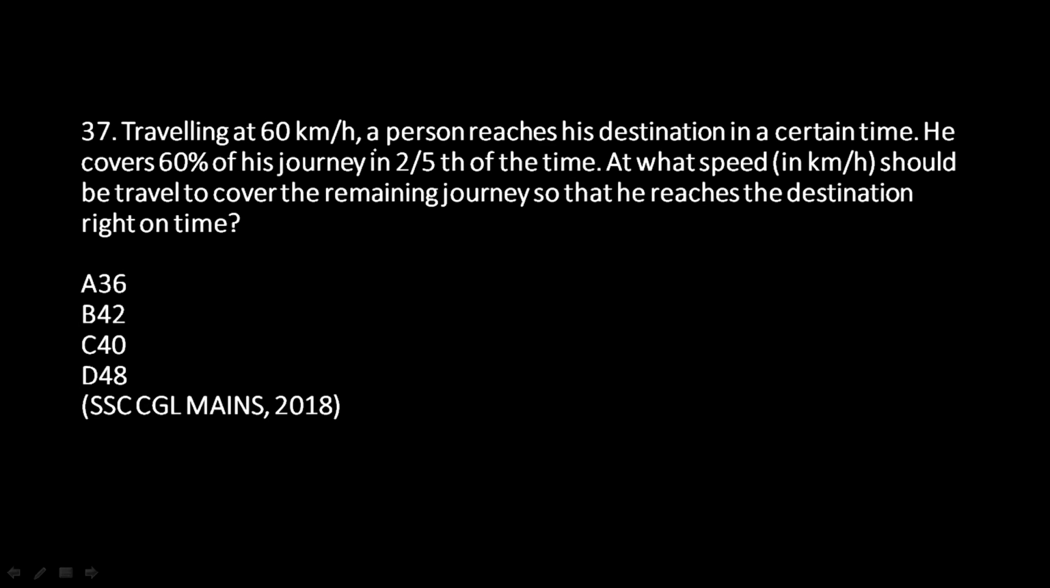Traveling at 60 km per hour, a person reaches his destination in a certain time. He covers 60% of his journey in 2/5 of the time. At what speed in km per hour should he travel to cover the remaining journey so that he reaches the destination on time? So what's given? 60% of the journey in 2/5 of the time. So we can assume the total distance is 300 km, right? So this total distance at 60 km per hour can be covered in 300 upon 60, means in 5 hours.